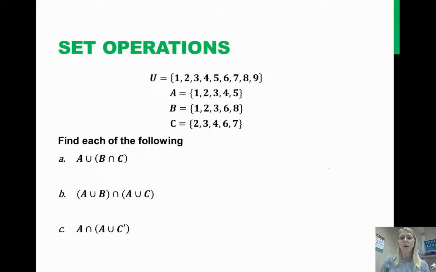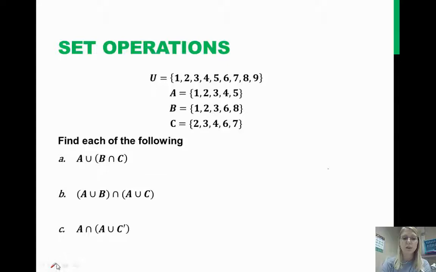First of all, I want to look at this set. This universal set has numbers 1 through 9 in it, A is 1 through 5, B is 1, 2, 3, 6, 8, and C is 2, 3, 4, 6, 7. We want to find the following. A union (B intersects C).